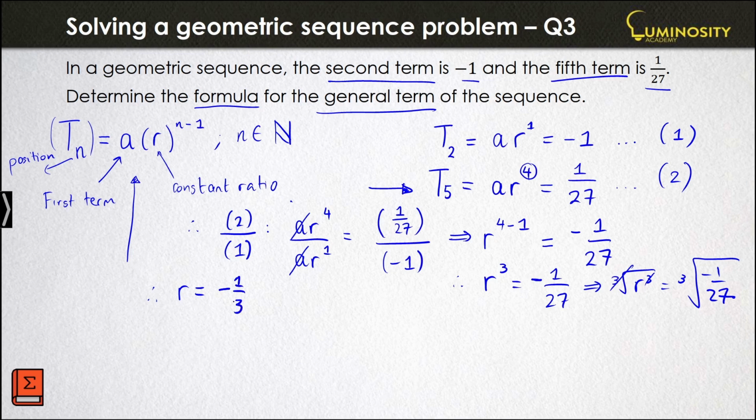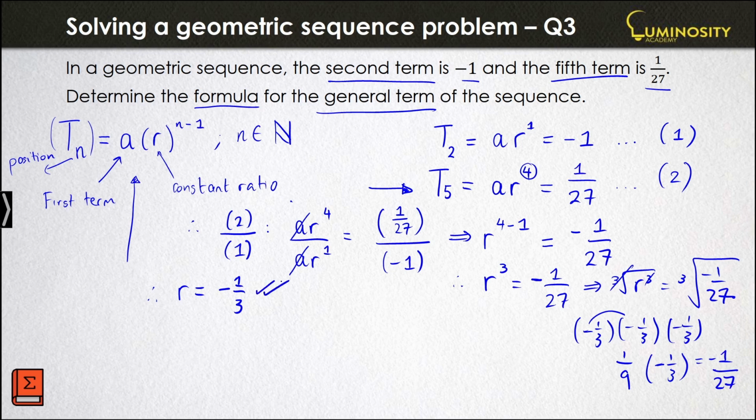And that makes sense because if you multiply that by itself 3 times, -1/3 times -1/3 times -1/3, negative times negative is positive. 1 over 3 times 3 is 9, times -1/3 is going to be -1 times 1 is -1, and 9 times 3 is 27. So you get back r cubed equals -1 over 27. So that's our correct ratio value.